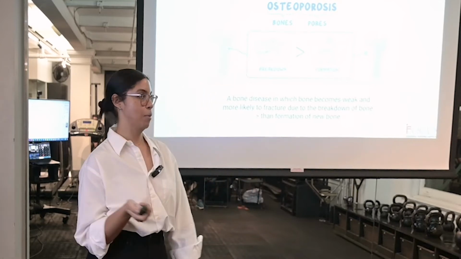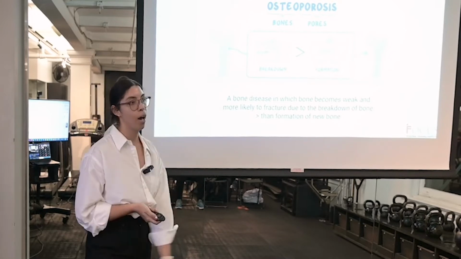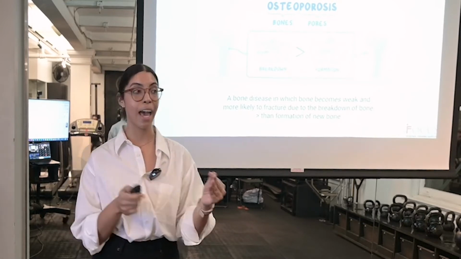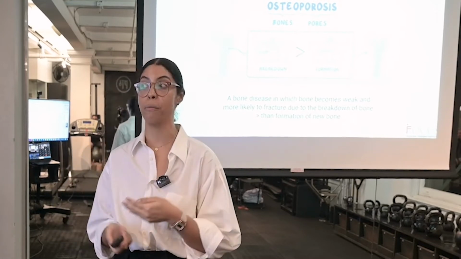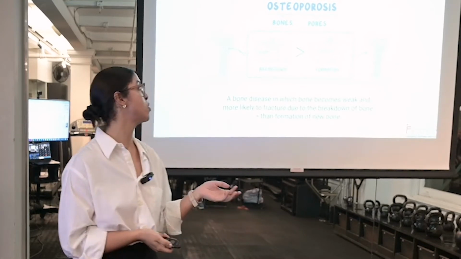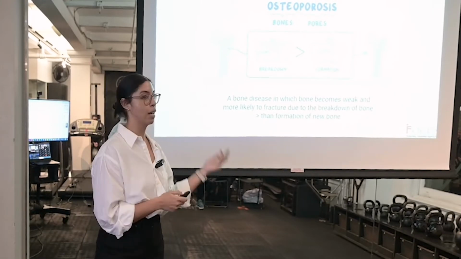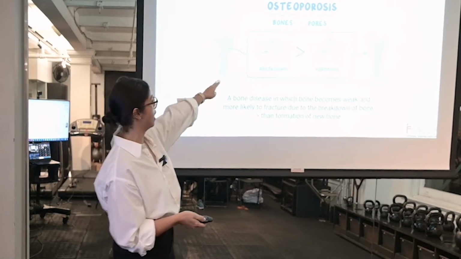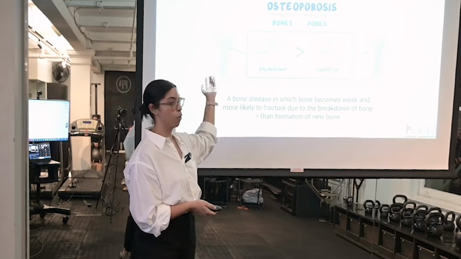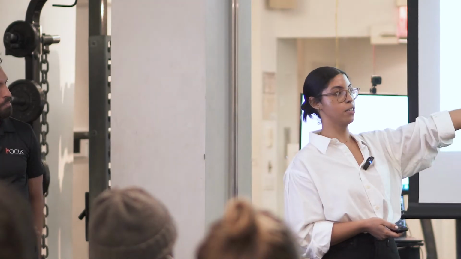Again, what is osteoporosis? If we break it down, osteo meaning bones, porosis meaning porous. Again, this is a higher breakdown happening in the bone in comparison to the formation of new bone. So this is going to increase the porosity of it, and it's going to make it weak. Like I mentioned earlier, there's osteoclast and osteoblast. So we see the breakdown, osteoclast breaking down the bone, and when we have more of that happening instead of new formation, that is going to lead to weakness.